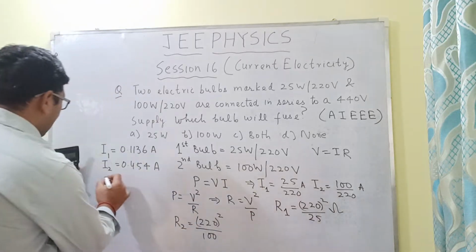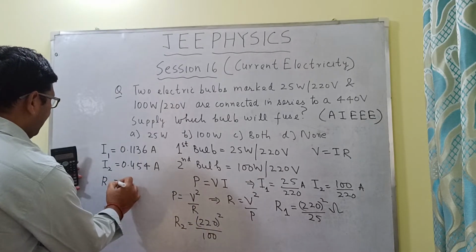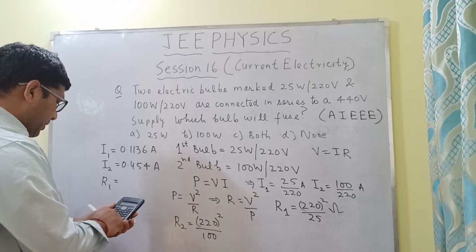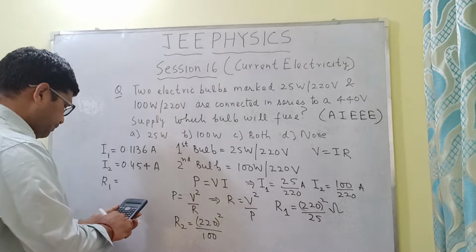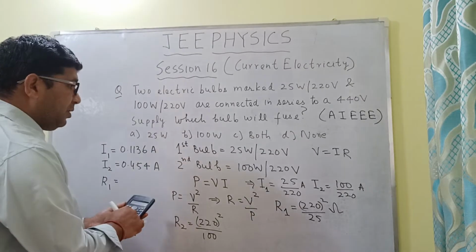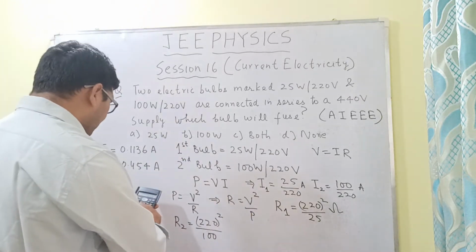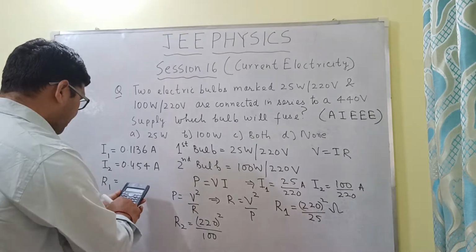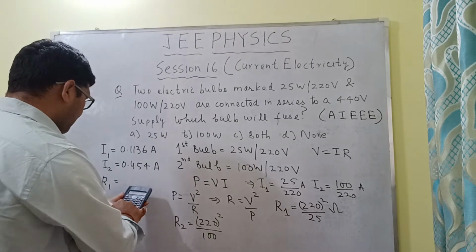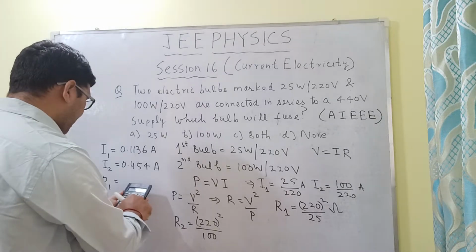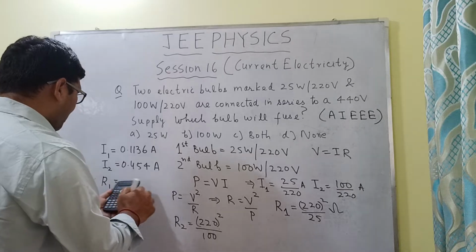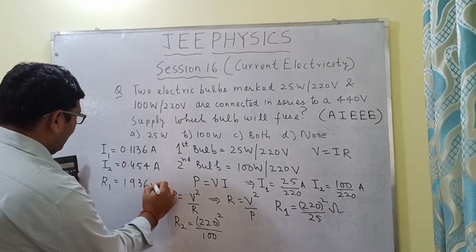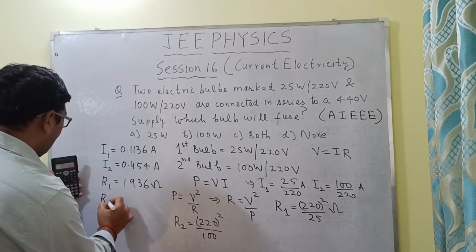Now I'm calculating R1, that is the resistance of the first bulb, which is equal to 220 into 220 divided by 25, which is equal to 1936 ohm. So this is the resistance of the first bulb.